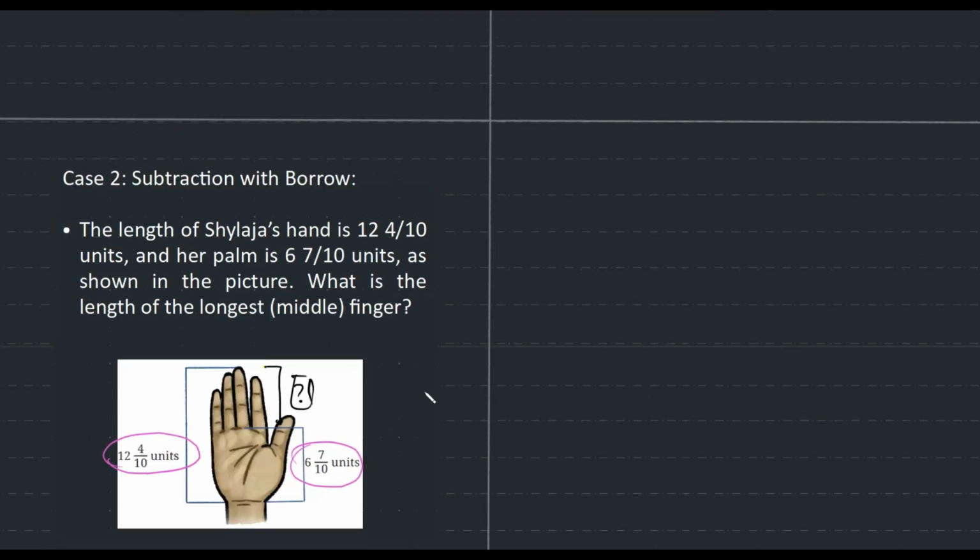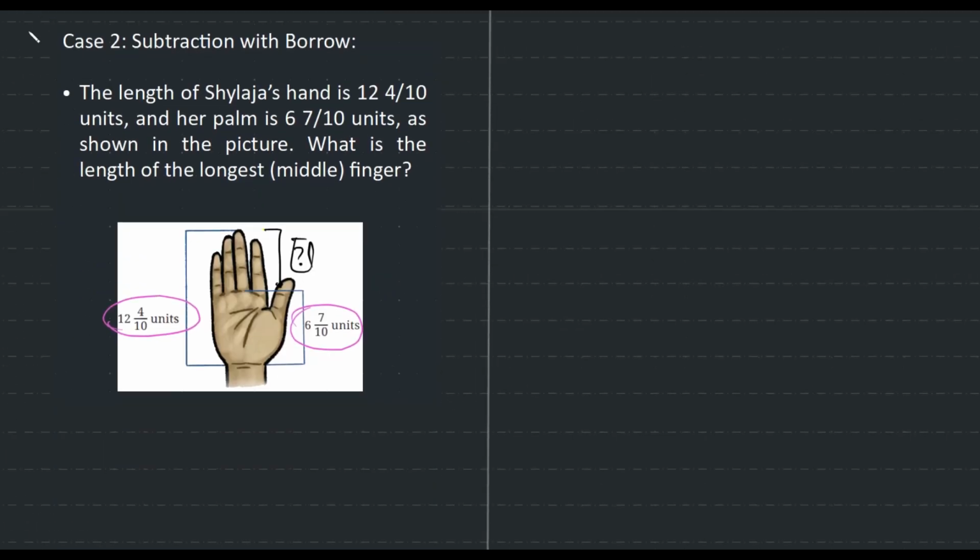Now let's move on to the second Shailaja's hand. So here too we are using the same formula. I'm not going to write the formula, so that you guys can write. And now the numbers, 12. Let me make some space. 12, 4/10, and we have 6, 7/10 getting subtracted.